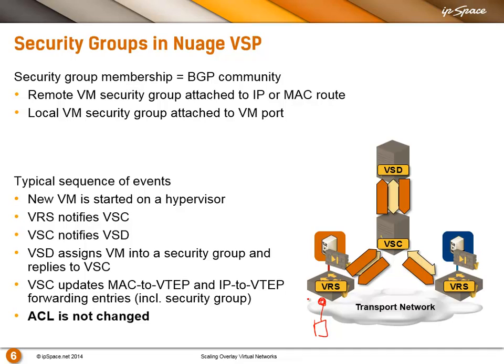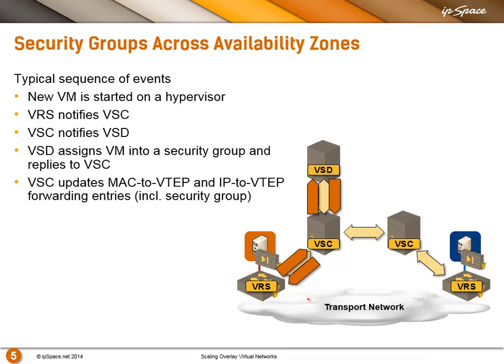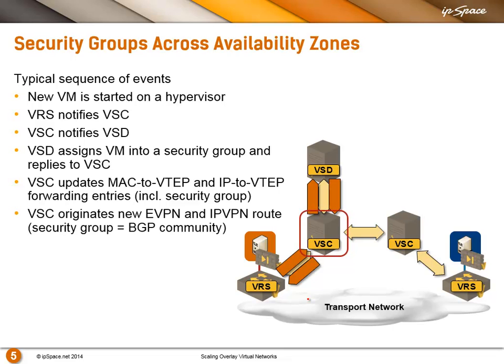When you do that, because the rules between the groups haven't changed, the access control list on other hypervisors doesn't have to change. If we talk about security groups across availability zones, then obviously after the thing from the previous slide happens, now VSC would update the MAC to VTAP and IP to VTAP mappings, and it would include the security group in that. And then it would send a BGP route to the other VSC with the BGP community being attached to the new EVPN or IPVPN, based on what you're doing, update.